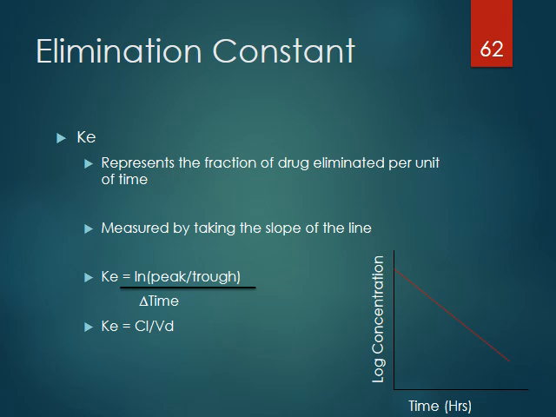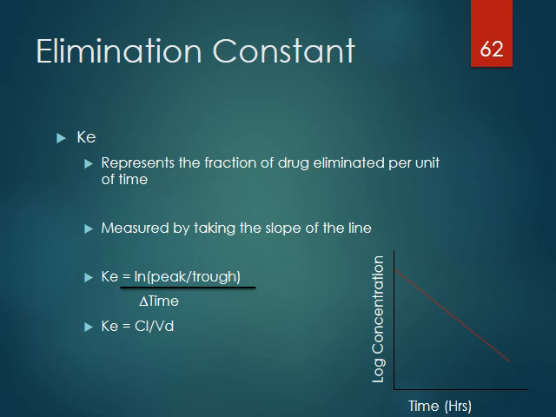So a good way to help us determine what the half-life of a drug is, or how quickly a drug gets eliminated, is that we need to know what the elimination constant of the drug is. This can be represented by the term Ke. Ke represents the fraction of the drug that gets eliminated per unit of time. So for that last example, the Ke would be 0.15.